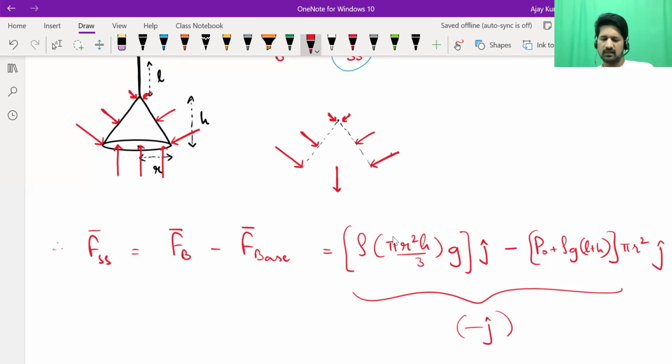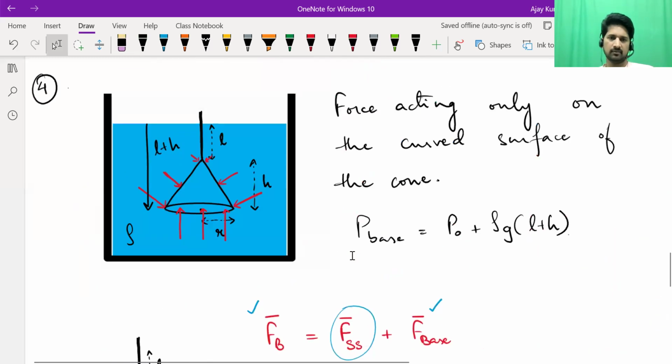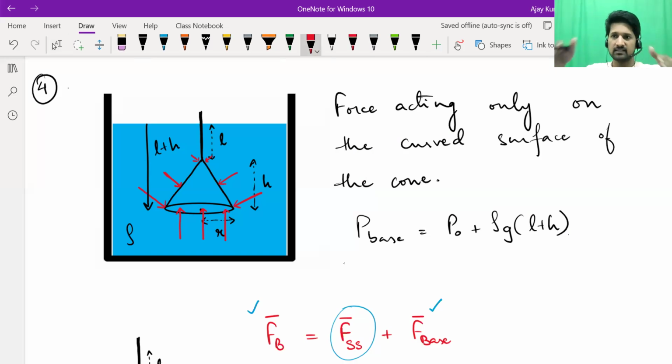So understand the concept here. An object is immersed in a fluid and you were asked the force acting on some part of the object, not completely. And the force acting on that part is very difficult to calculate if you want to calculate it separately. Why? Because that slant surface of the cone is not at the same depth everywhere, so it is not under the same pressure everywhere, right? As you go down, the pressure increases, so the forces acting on it will be non-uniform.